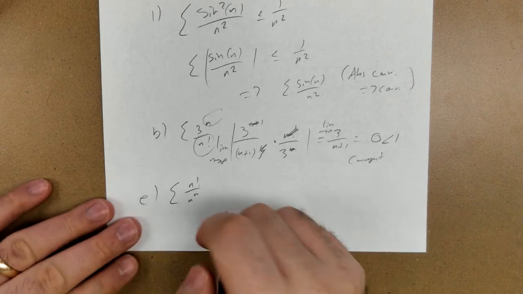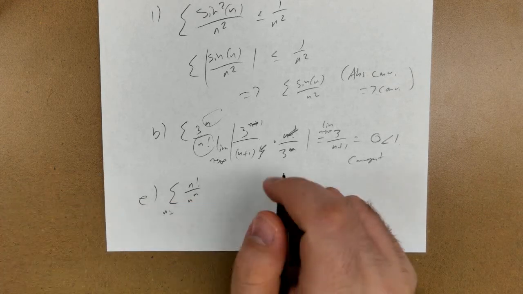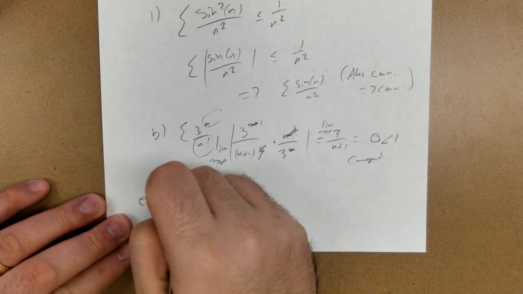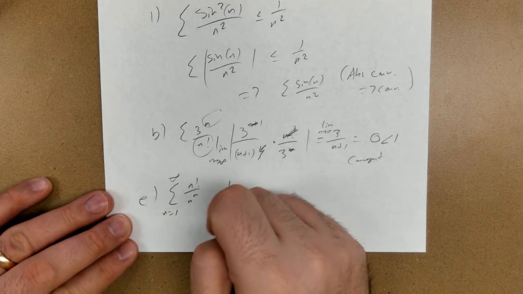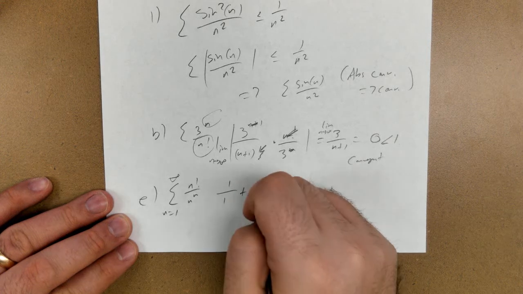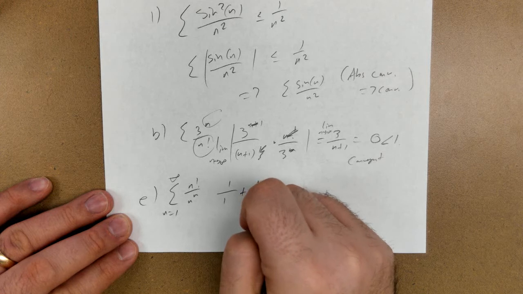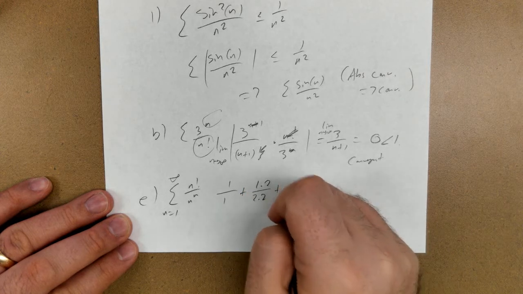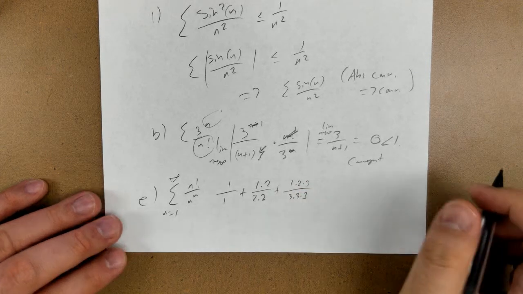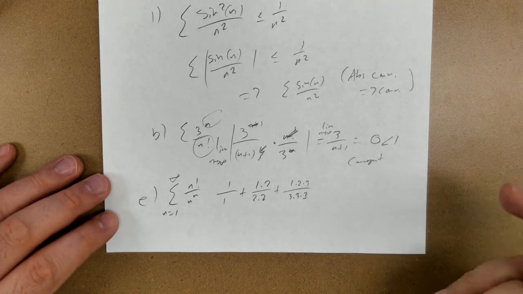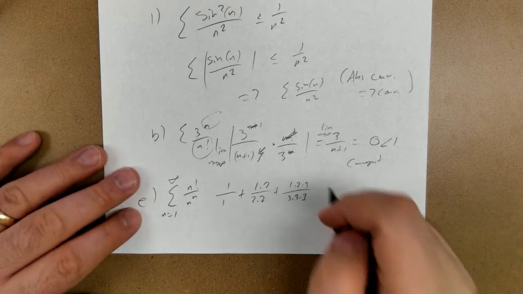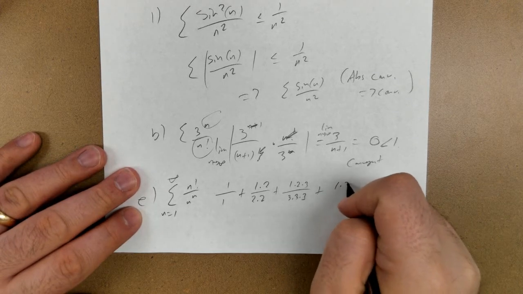Both sound gross, but what I'm going to do is write some terms out instead. I'm going to start at 1. So you'd have 1 over 1, and then you'd have 1 times 2 over 2 times 2, plus 1 times 2 times 3 over 3 times 3 times 3. And you can see what's happening is that this is getting much smaller, much quicker on the bottom, which gives me hope that it converges.